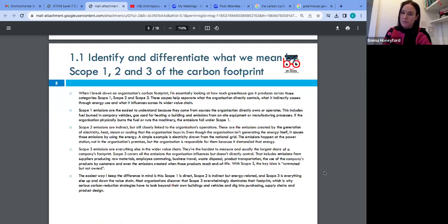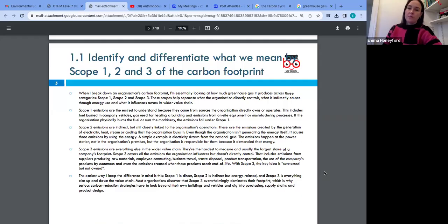So scope 1 emissions are the easiest to understand because they come from sources the organisation directly owns or operates. So this is the first scope area that organisations probably have more control over, essentially. This includes fuel burned in company vehicles, gas used for heating a building, and emissions from on-site equipment or manufacturing processes, a boiler, for example. If the organisation physically burns the fuel or runs the machinery, the emissions fall under scope area 1.